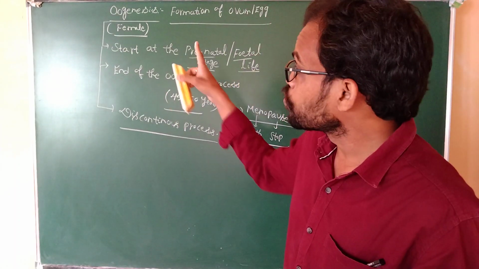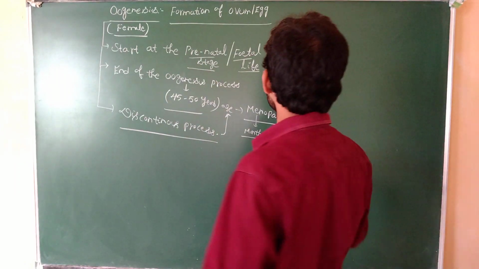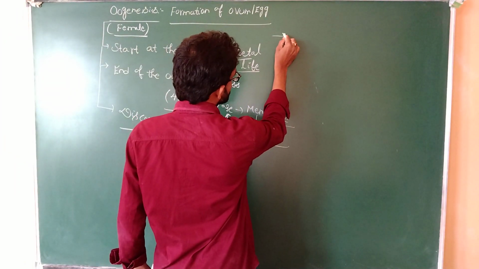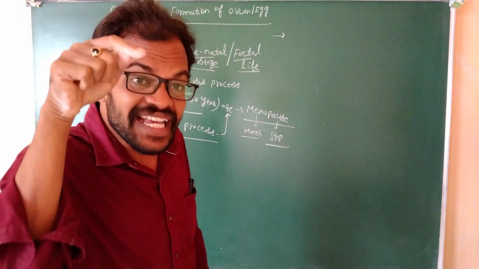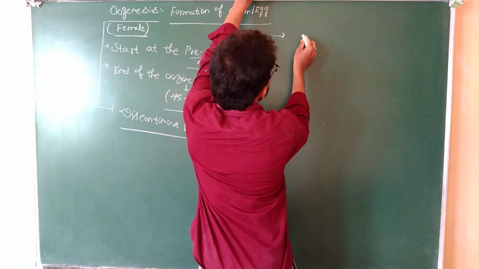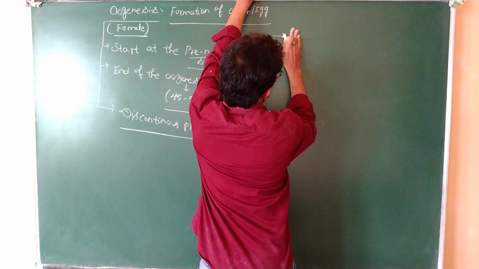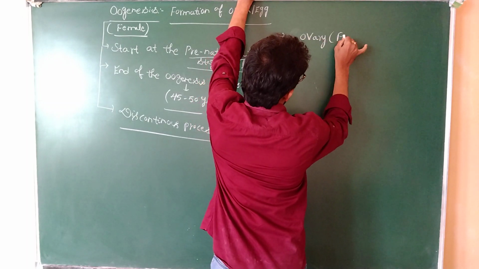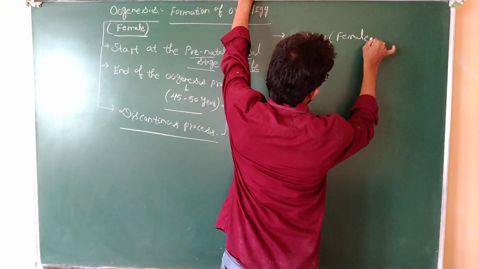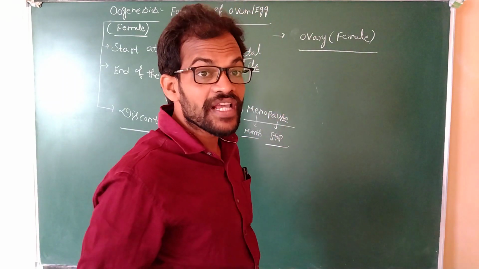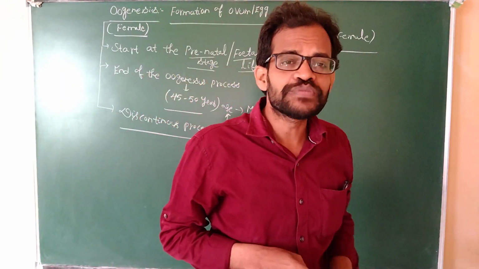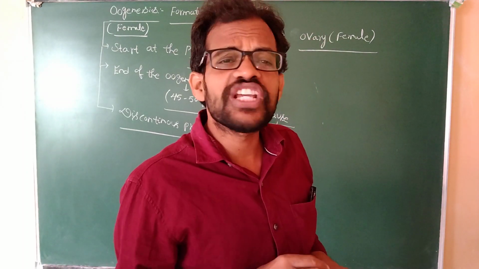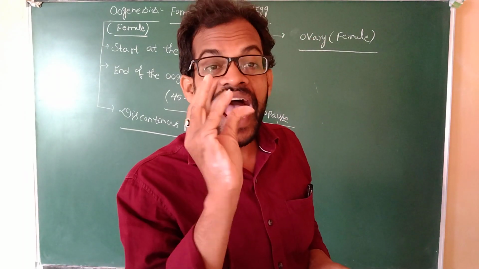Coming to the oogenesis process, it takes place inside the ovary of the female. If you observe the ovary, what is its shape? The ovaries are almond shaped.